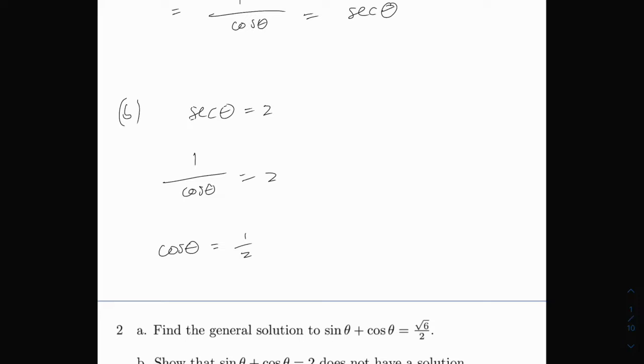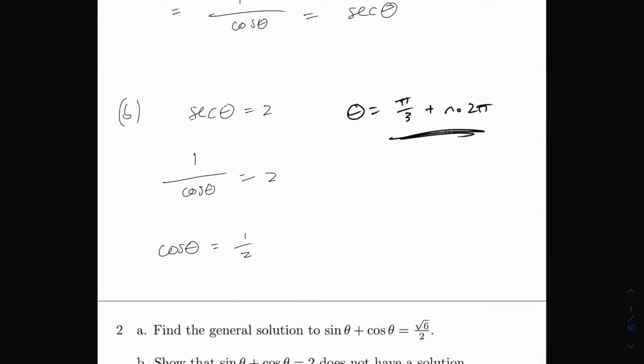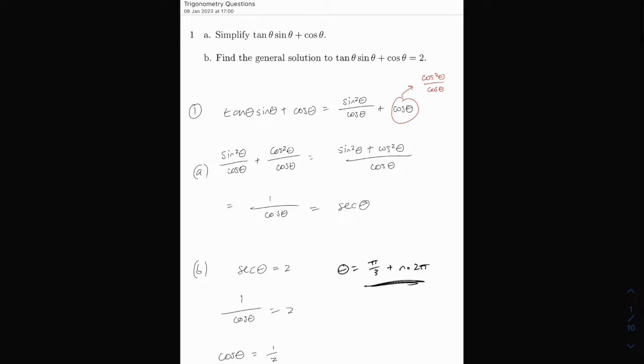All right. Now, if I get my trusty calculator over here, and I say, all right, in radians now, arc cos of a half, what's it going to give me? That's going to give me pi over 3. Okay. So theta is going to equal pi over 3 plus n times 2 pi, because this is our general solution here. Didn't ask for any specifics, it just asked for the general solution. Okay, and that's question 1, right? So not too shabby, not too bad.